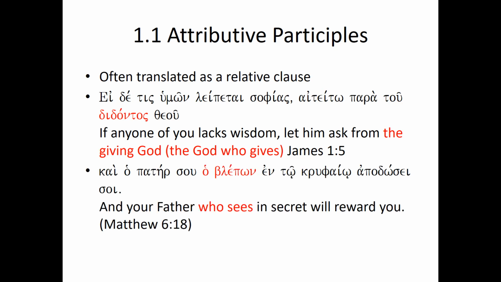Matthew 6:18, Kai ho patēr sou ho blepōn en tō kryphaiō apodōsei soi. And your Father who sees in secret will reward you. This is that second attributive position, the noun, the participle. Your Father, which Father? The seeing Father, the Father who sees in secret. So these are attributive participles.